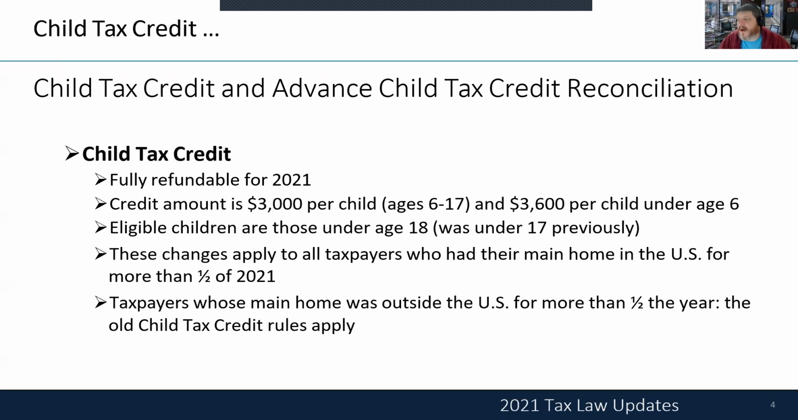Eligible children are now those under age 18. Previously, it was under age 17. Now 17-year-olds qualify. These changes apply only to taxpayers who had their main home in the United States for more than half of the year for 2021. So if they had their main home outside of the US for more than half of the year, then the old child tax credit rules apply, as well as amounts. They don't get an increase.